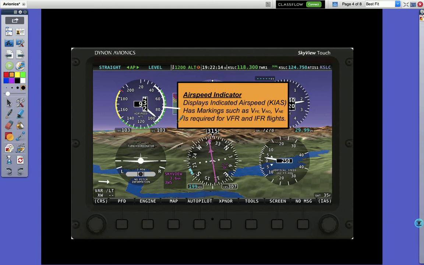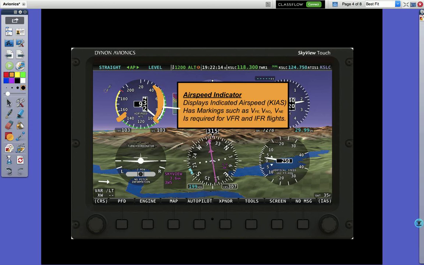So, your VFE, which is your flaps extended speed, that's going to be anywhere along this white arc right here. As long as you stay in that white arc, that is going to be your maximum flap extended speed, just right over here. It also has your NO, or your normal operating, or your structural cruising speed, which is going to be right here at the top of the green.